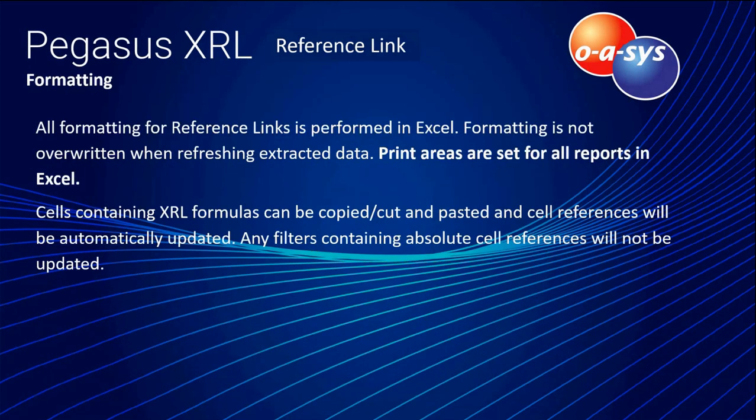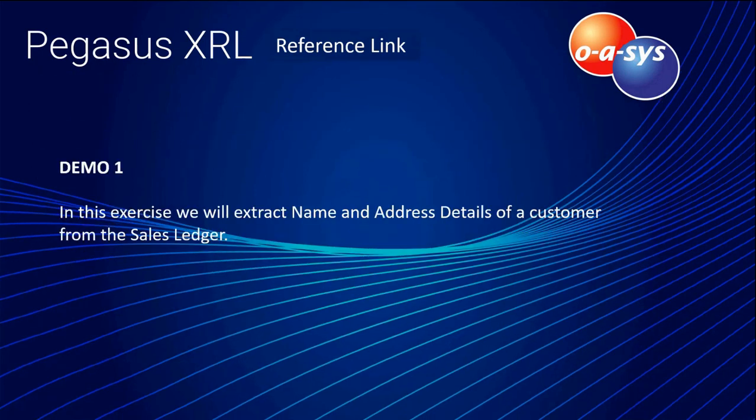And lastly, in this area is our formatting. All formatting for reference links is performed in Excel. Formatting is not overwritten when refreshing extracted data. Print areas are set, therefore, in reports in Excel. Cells containing XRL formulas can be copied, cut and pasted, and cell references will be automatically updated. Any filters containing absolute cell references will not be updated. It means that you can set up a reference link and you can copy that link to another cell, and the formula will be copied over with it.